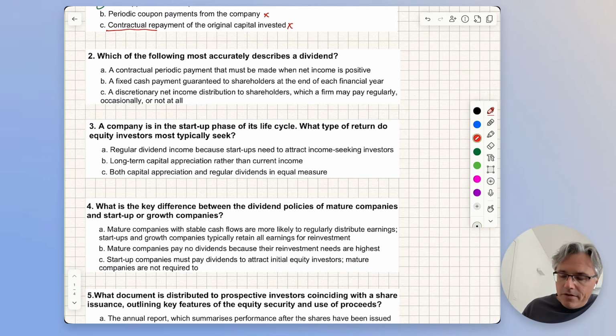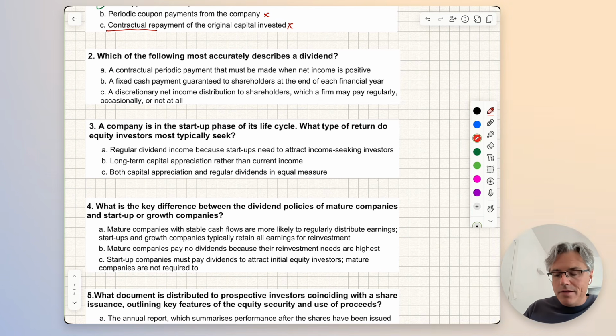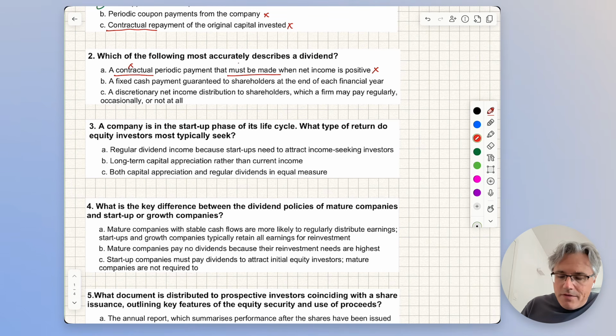The next one: which of the following most accurately describes a dividend? Once again, hopefully this is going to be quite easy. Let's scan the answers. Answer A, a contractual periodic payment that must be paid when net income is positive. This is absolutely wrong. You should be able to point that out. First of all, a dividend is not contractual. That's something I've hammered in through the videos, hopefully. Therefore, it's never the case that it must be made. And definitely, it doesn't have to be made when net income is positive.